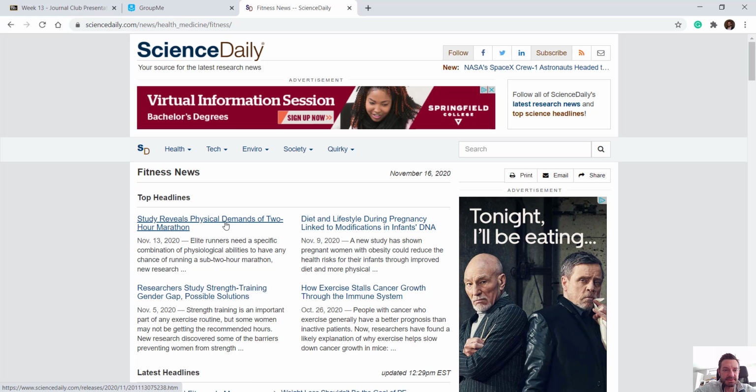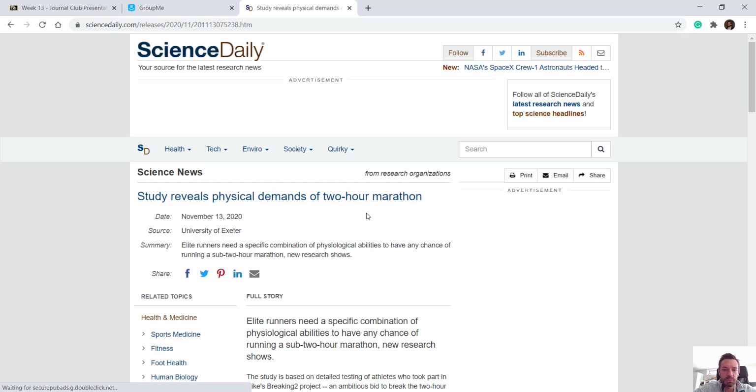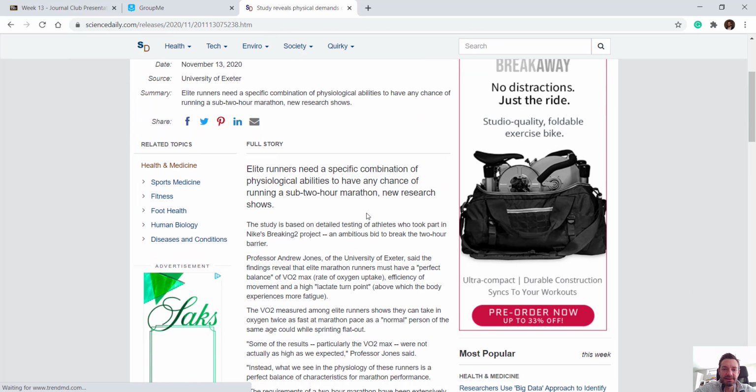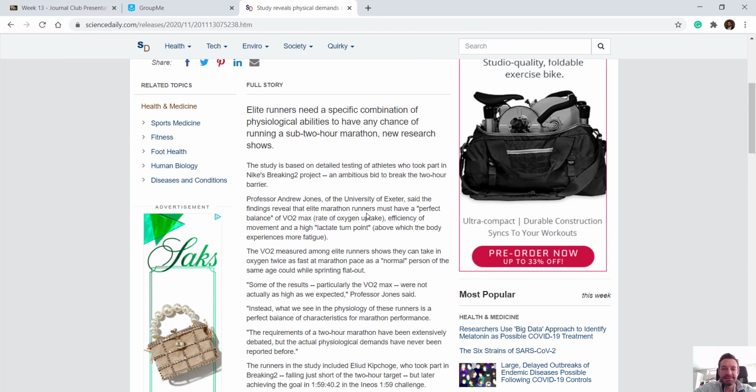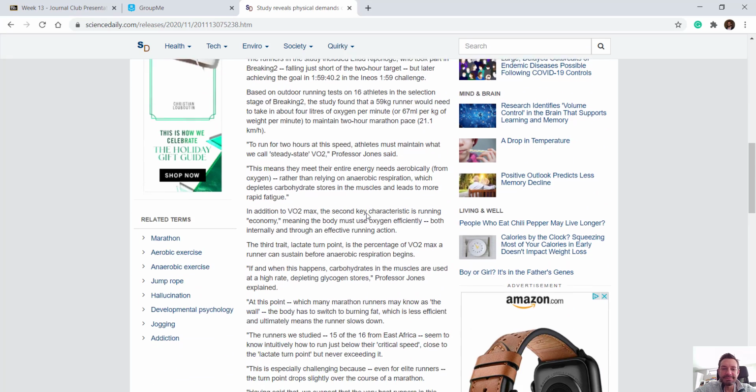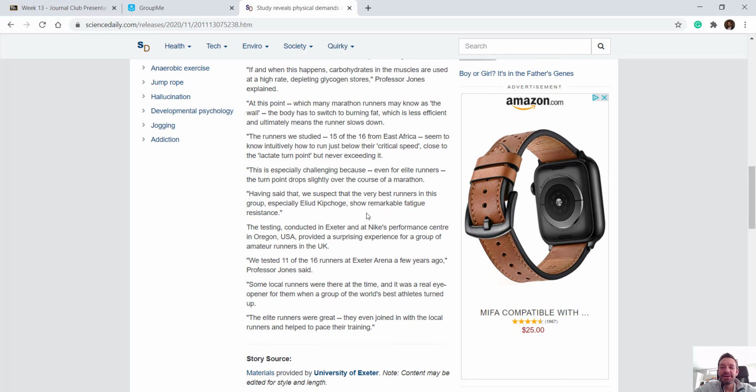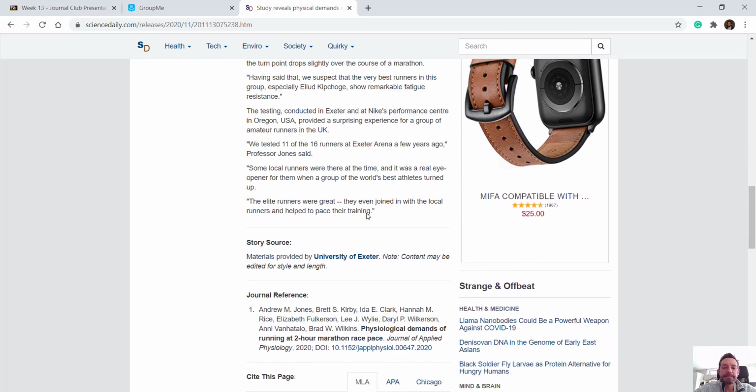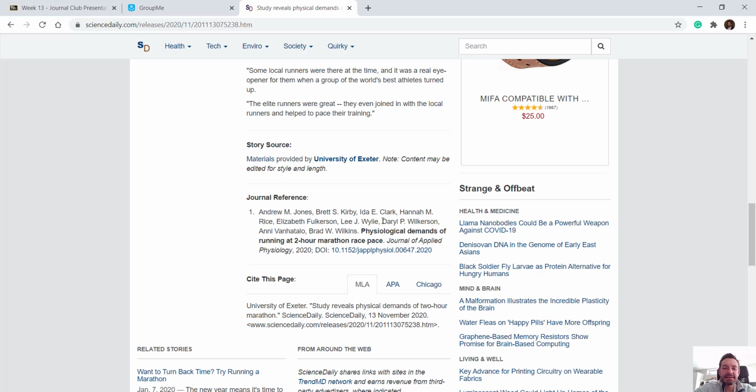Study reveals the physical demands of the 2-hour marathon. Ooh, I'm interested in this. And I think I pasted this link from another research article. So, man, I'm really interested in this. So, the reference is at the end. This was in the Journal of Applied Physiology. I'm just going to click on it.